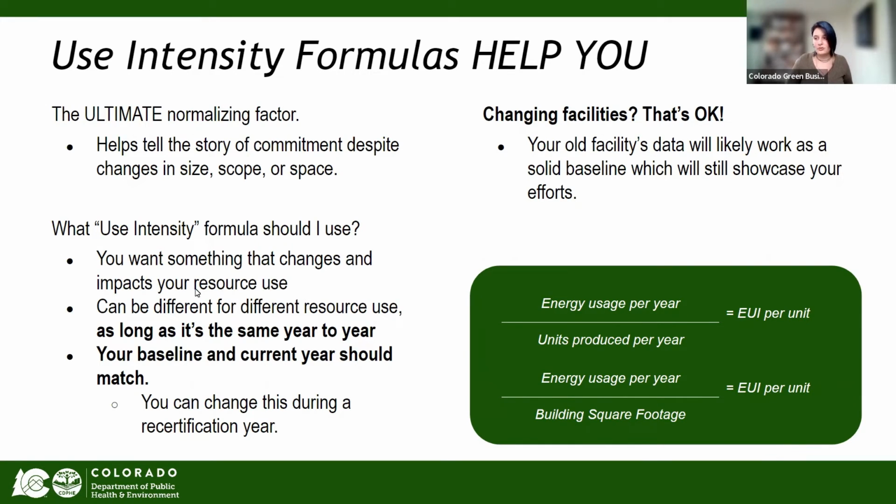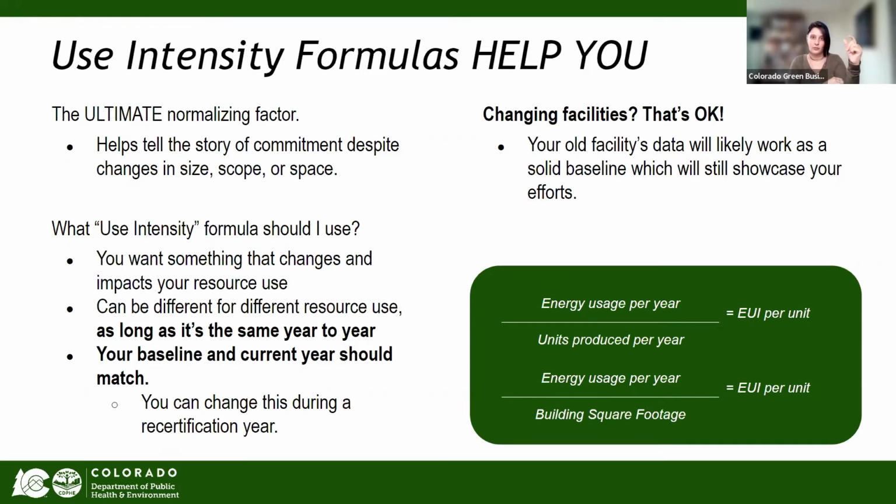So when you pick a use intensity formula, you want to pick something that changes and impacts your resource use. And it can be different for different resources. So maybe your water use is per employee because it's just the water that you're using in restrooms, right? Primarily, or in break rooms. But your energy use is tied to your beer production. So you want to use per barrels of beer produced for your energy use, but maybe not for your water use, or vice versa, right? So depending on your operation, you're going to want to pick the use intensity formula that makes the most sense for that resource.